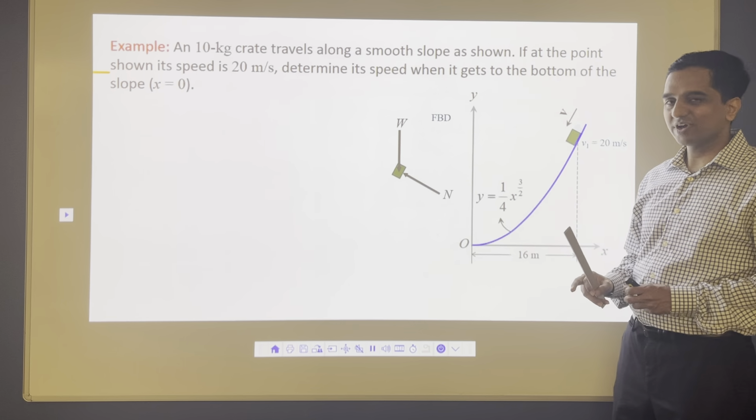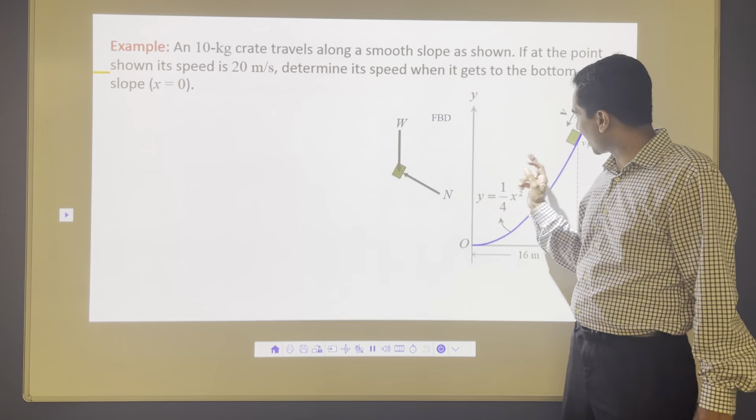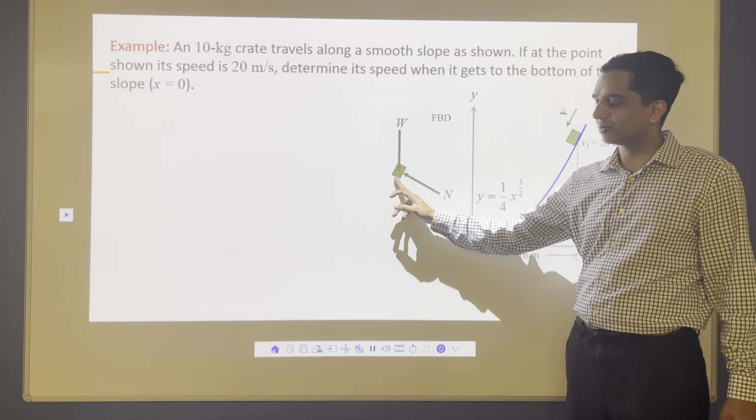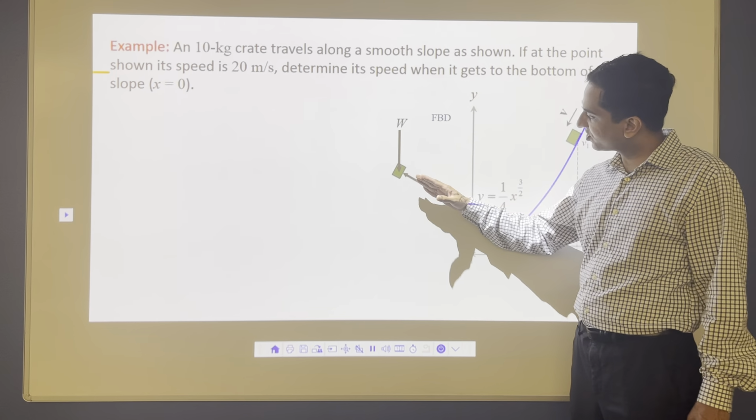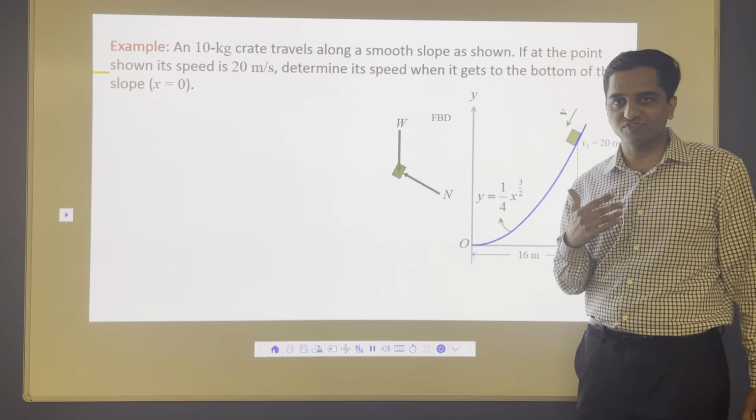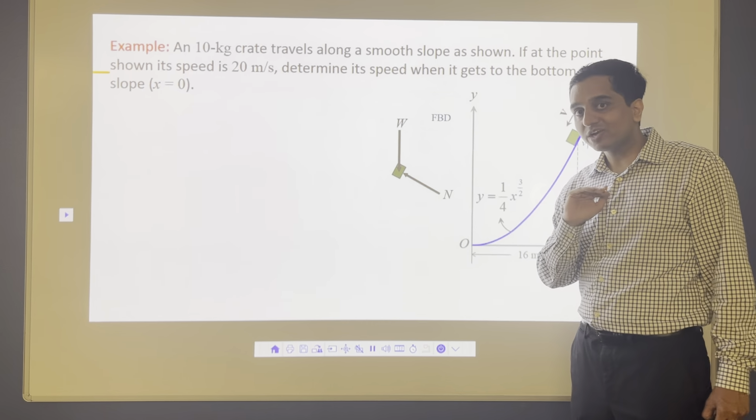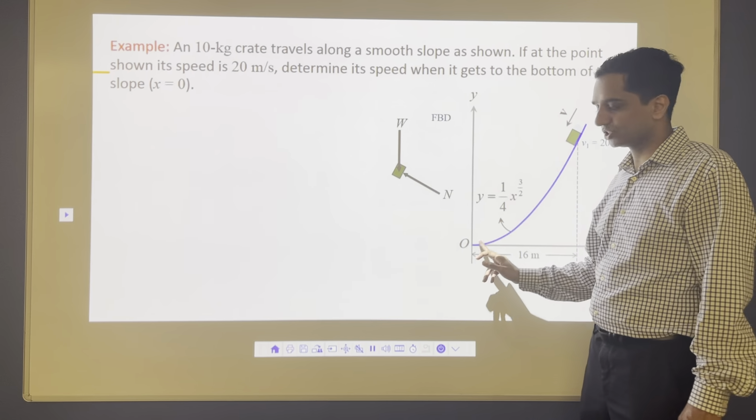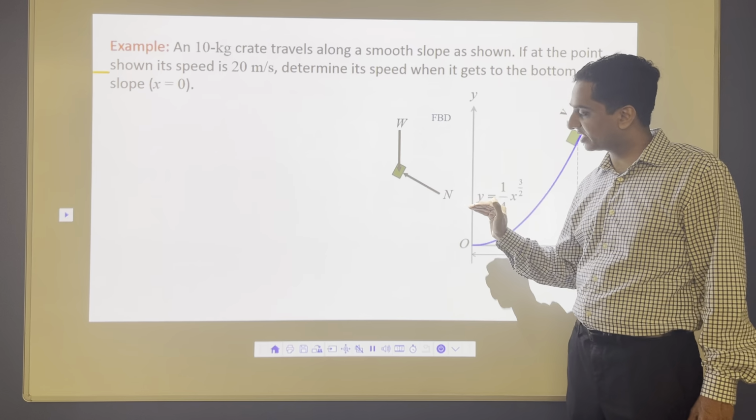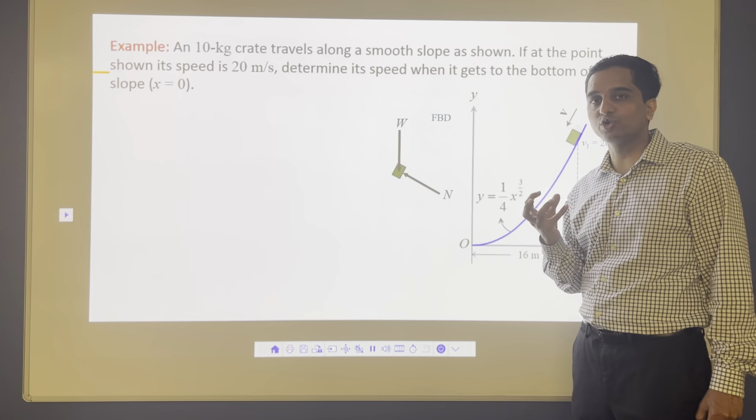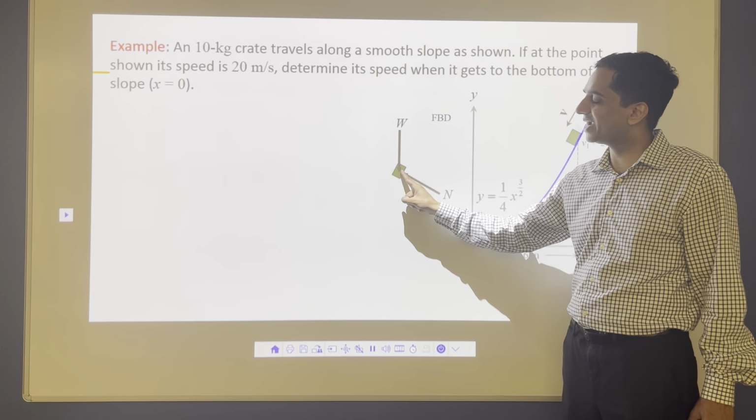So here we are going to draw a free body diagram. The only force acting on this block is W. Because of the weight it's coming down. And then there is a normal force from the surface, but as we know, normal force is perpendicular. It will not contribute in the motion. Normal force will not contribute in total work done. So the only force that will contribute in work done is weight.